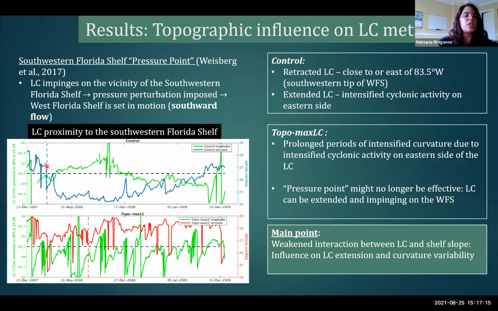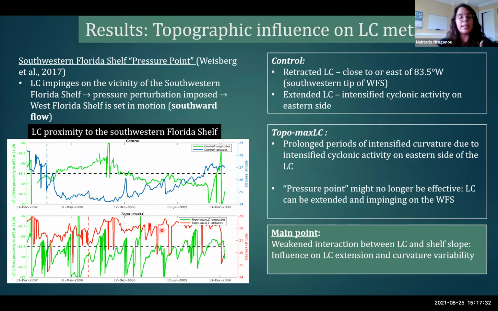So when the loop current sheds the eddy, it retracts to the south, and at the same time it is located in the vicinity of the pressure point. When it starts extending further into the Gulf of Mexico, it moves away from the shelf.